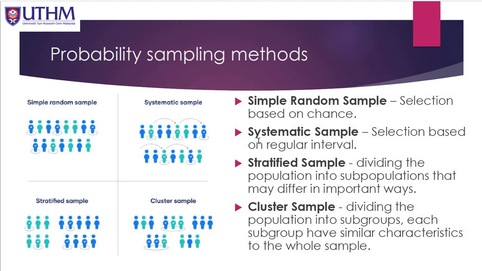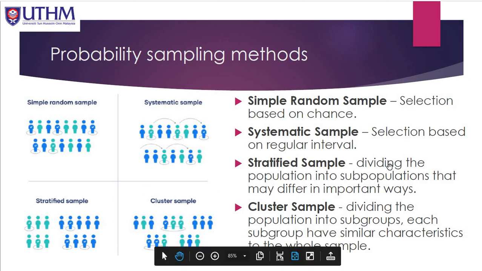There are a few methods of probability sampling. The first one is the simple random sample. This is based on chance selection. The second one is the systematic sample. This is selection based on regular intervals. After a few intervals, you select one sample. And stratified sample. This means dividing the population into subpopulations that may differ in important ways. So you divide the population into subpopulations.